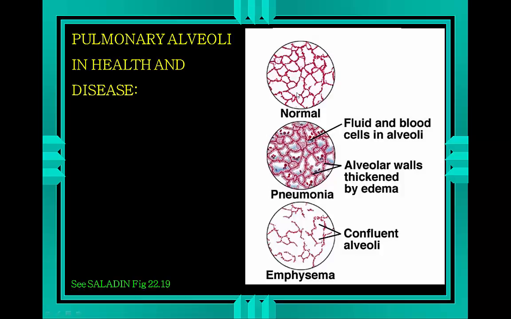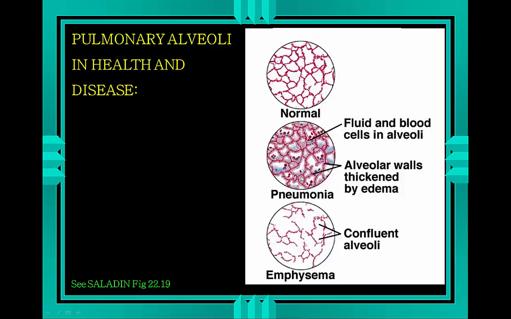Now, as I said, that's really important because it optimizes gas exchange. Exactly what we need. We want quick, rapid, maximal gas exchange. The problem is, and we spoke in online presentation number 2 about all the protective mechanisms that the respiratory system, the conducting zone and the respiratory zone, has to protect these very delicate structures.